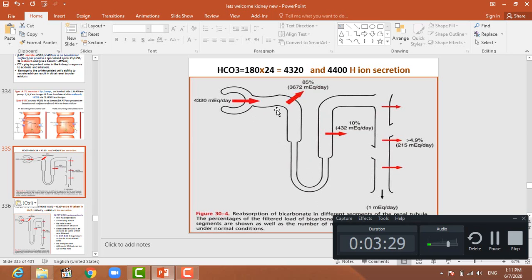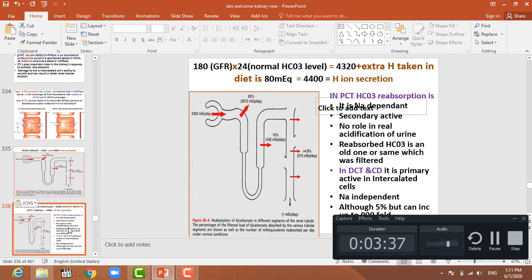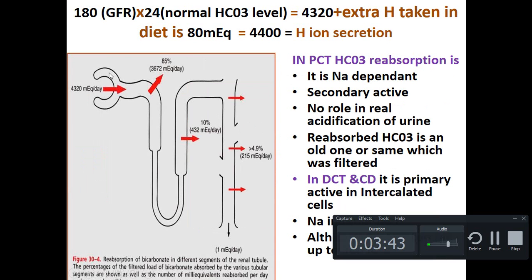Now let's see what happens in the proximal convoluted tubule and how the bicarb is reabsorbed there. Here is the diagram for you. Normally your GFR is 180 liters per day, and your normal value of the bicarb in the body is 24 milliequivalent per liter. If you multiply this, you get 4320 milliequivalent. This is present in your filtrate per day.